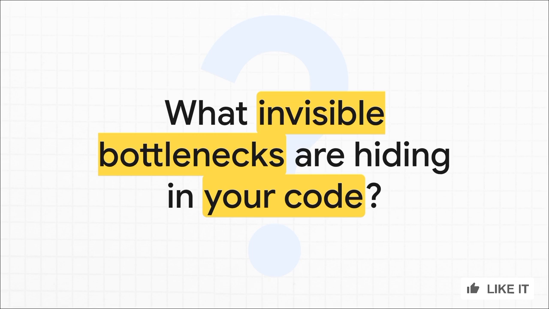We started this whole journey looking at the obvious parallelism we could unlock, but we ended up discovering a performance problem that's completely invisible in the source code itself. It makes you wonder, doesn't it? What other invisible bottlenecks are hiding in the code you're writing every single day?